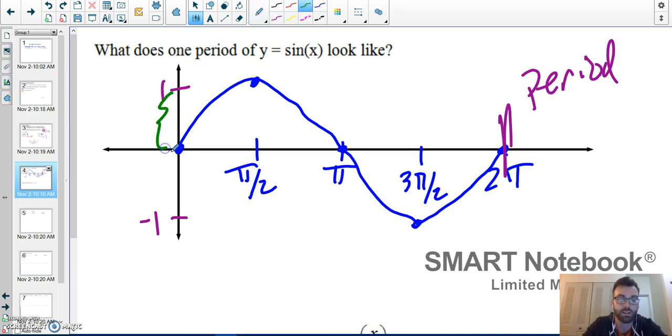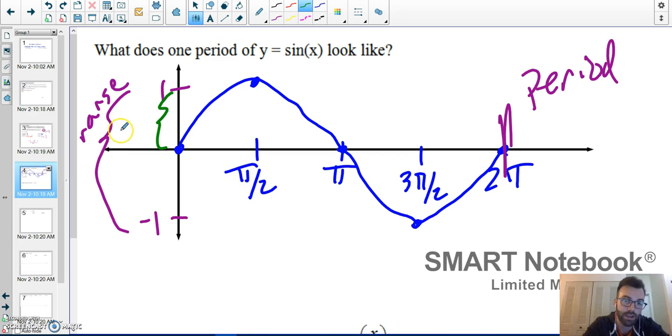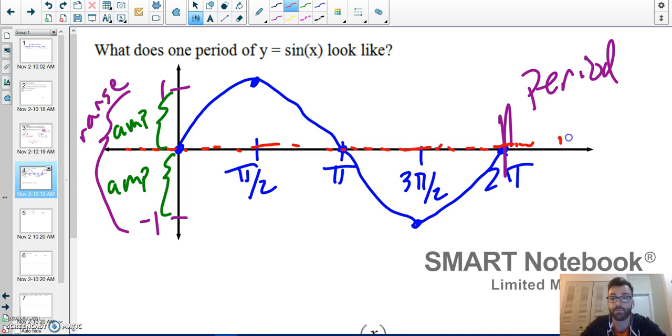Right here, we know that this entire distance is considered our range. So if you remember, our amplitude is half the distance of our range. So right here, I'm going to write it as amp, as our amplitude. The amplitude determines how far I travel up from my midline. Now, what is the midline? Well, the midline is this line right here. It's the middle line of your graph, where your function returns to.